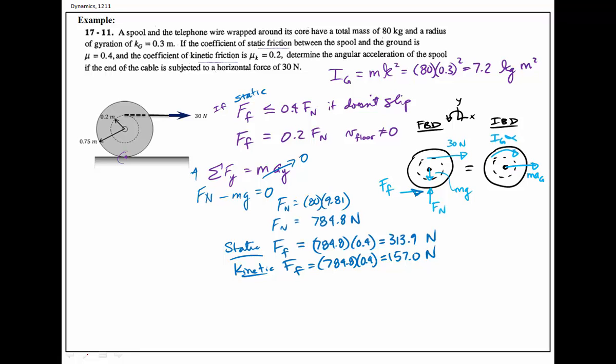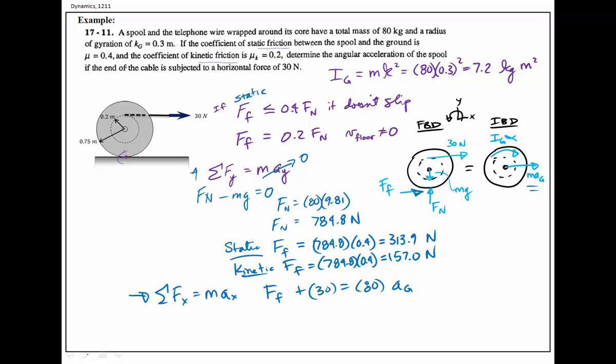So to be able to find the friction force here, we could take the sum of the forces in the x direction equal to mass times the acceleration in x. And we could say, okay, well, the friction force plus 30, so they're in the same direction with each other, is going to be equal to the mass 80 times the acceleration a_g, right here. And now we have two unknowns, though, so we need to have something else.